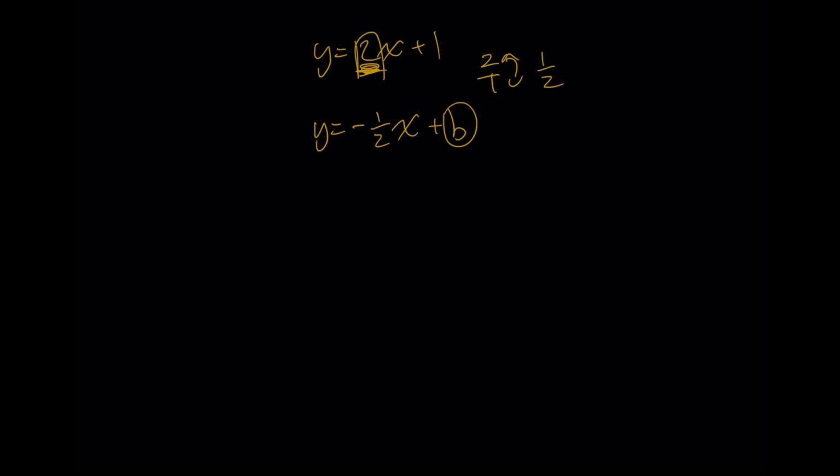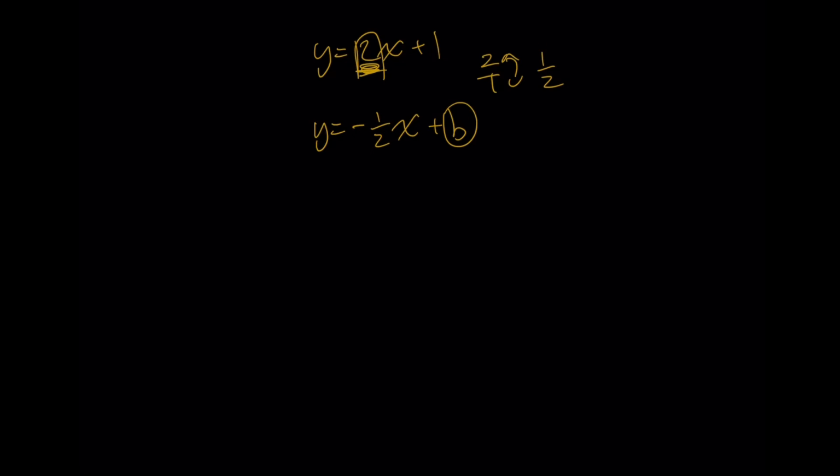Now let's talk about perpendicular lines. To produce a perpendicular equation, let's use y = 2x + 1. All we have to do is change the slope. Our 2 here: if it's positive, make it negative; if it's negative, make it positive. And then invert the number. 2 is just 2 over 1, so inverting it gives 1 over 2. So negative 1 over 2 x plus whatever b you want.